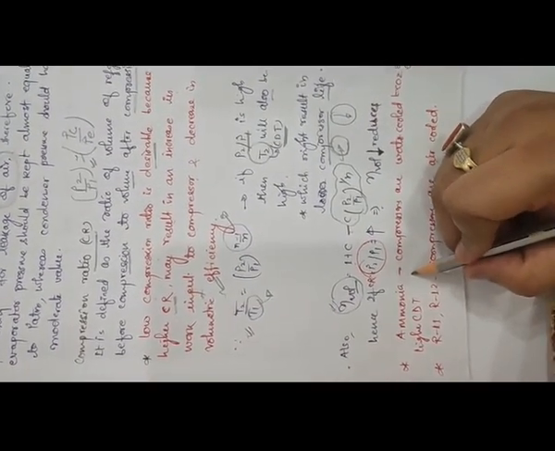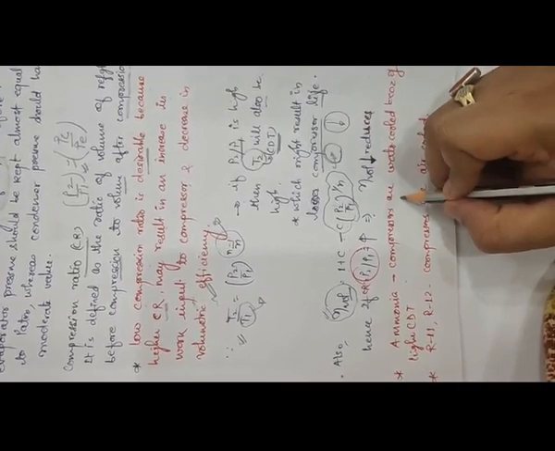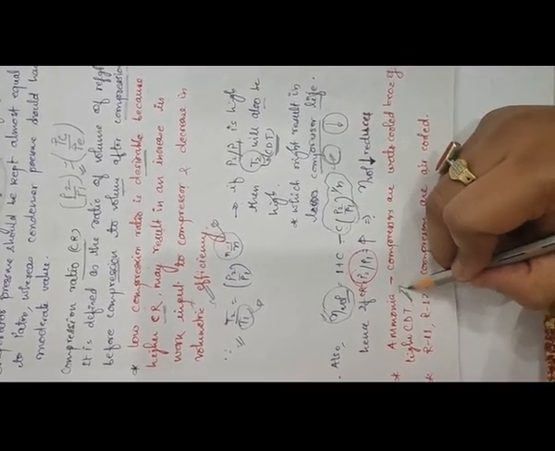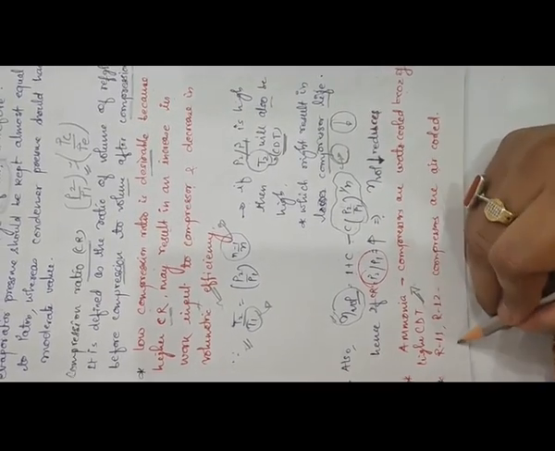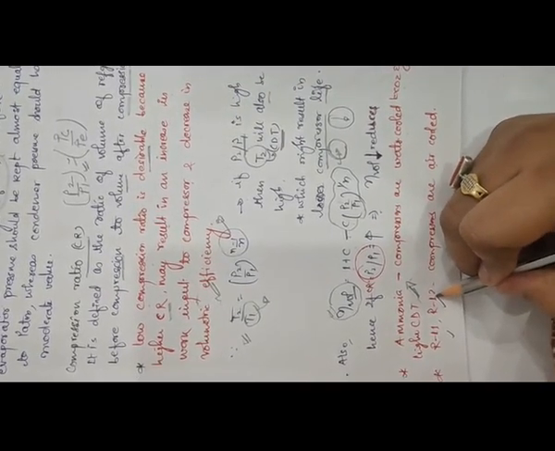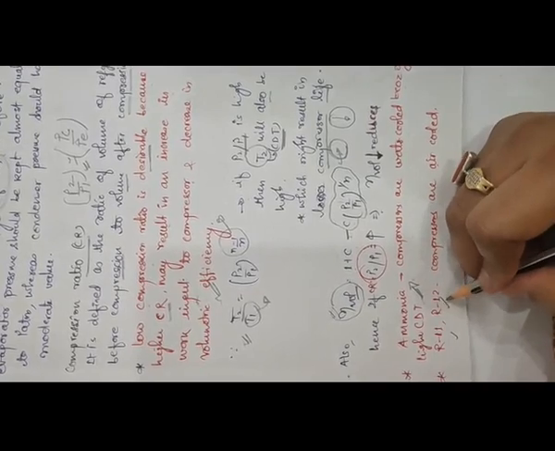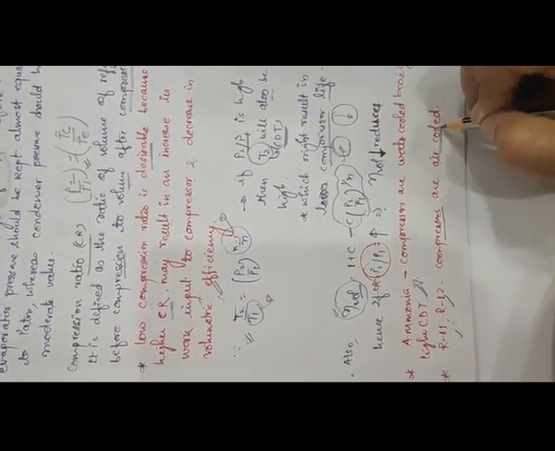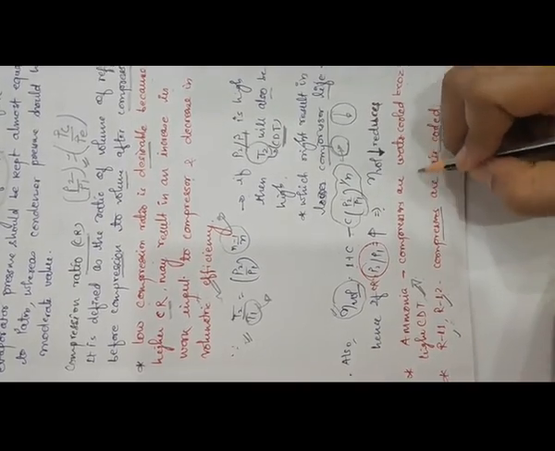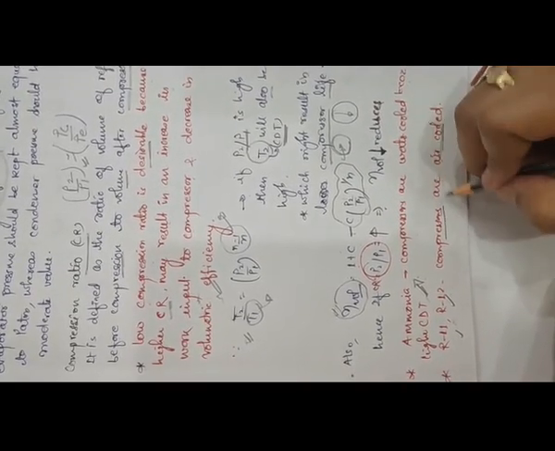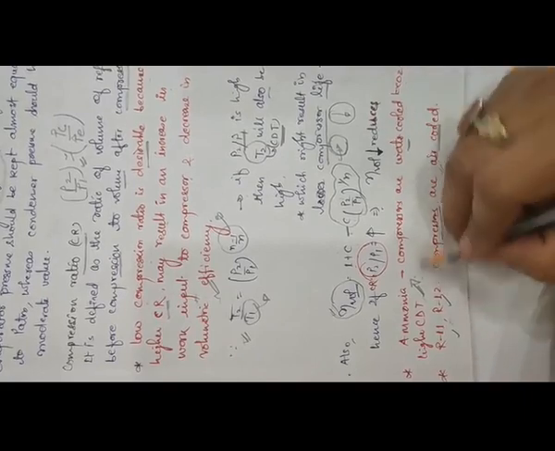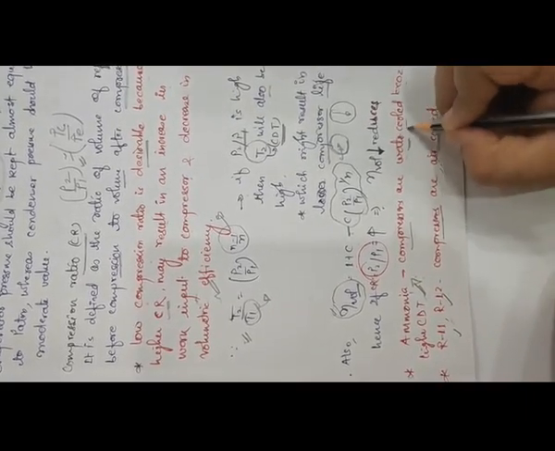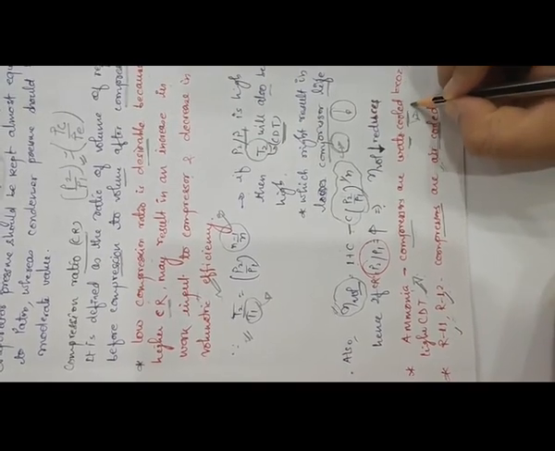Among different refrigerants, ammonia compressors are generally water cooled because of the higher compressor discharge temperature. If R11 or R12 refrigerant is used, the compressors are generally air cooled. It means compressor discharge temperatures are not very high, so we can cool it by air as well. Where ammonia refrigerant is used, compressors are generally water cooled because it has a higher Cp value.